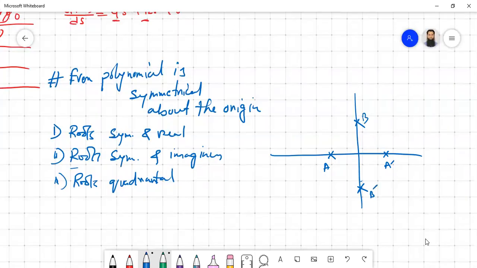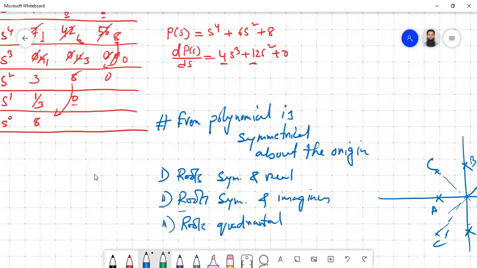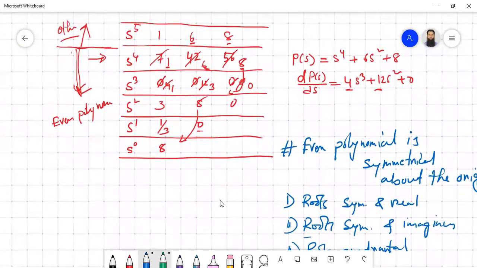And the third one is quadrantal. What does quadrantal mean? You will have roots equidistant in 4 quadrants. So this is what is called quadrantal. Basically, if you draw the lines, they'll be on the same line. So this is quadrantal. These are the only 3 possible cases. Now evaluate which one of the 3 is happening in this case.